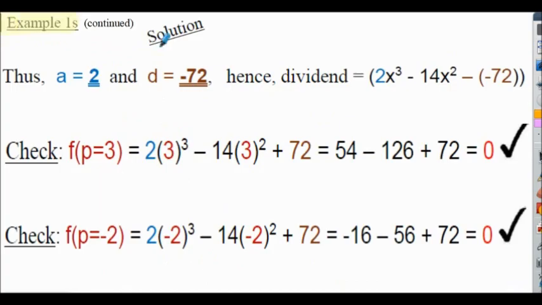Example 1's solution continued. Just going to show you here that you can check the answers to ensure they're correct. We now have our dividend, it's 2x cubed minus 14x squared plus 72. So inserting the value of p into our remainder theorem, that's 2 multiplied by 3 cubed minus 14 multiplied by 3 squared plus 72. That evaluates to 0, which is what we're informed in the question, and likewise inserting -2 into the remainder theorem, again we get 0 for our remainder. So we check the answers from our simultaneous equation solution are correct.